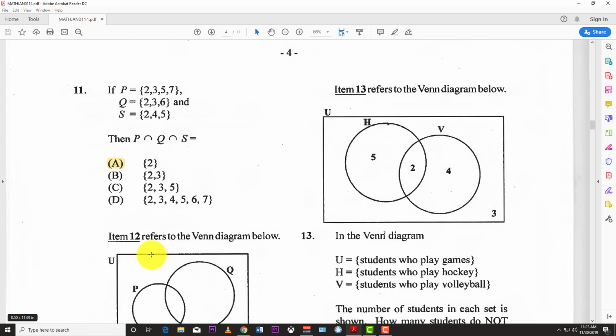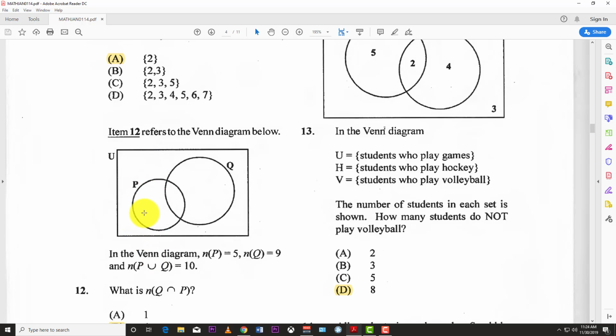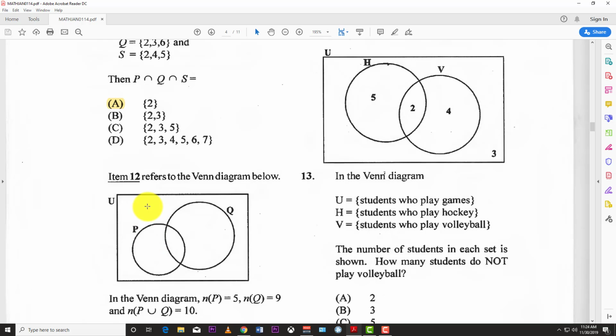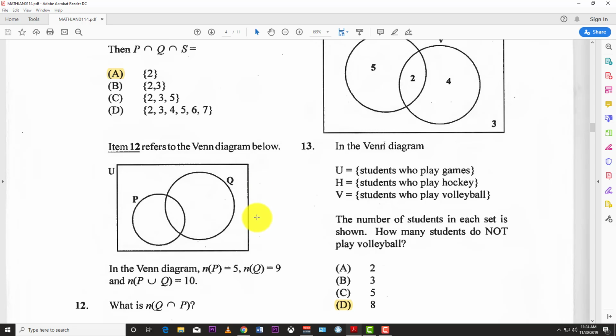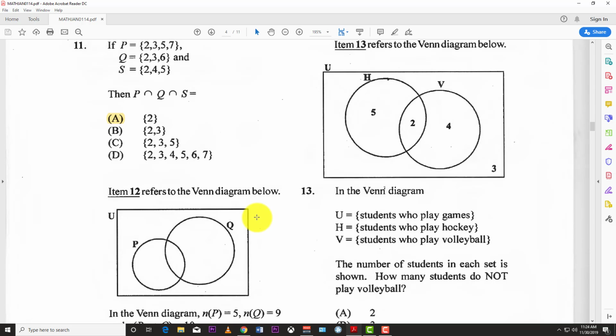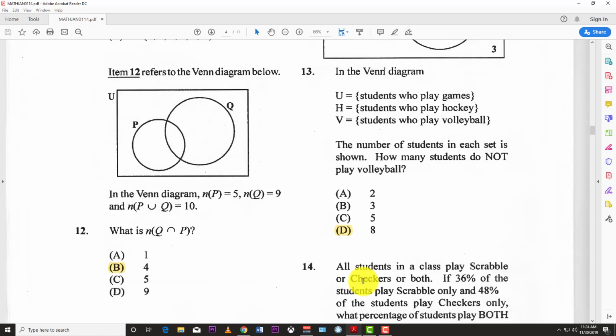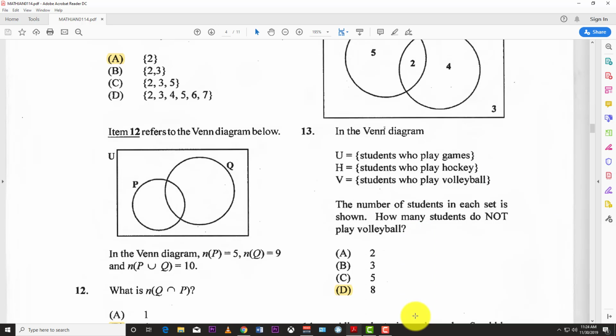Number 13, Venn diagram sets again. In the Venn diagram, U equals students who play games, H equals students who play hockey, and V equals students who play volleyball. The number of students in each set is shown. How many students do not play volleyball? And the answer here is 8. So that's the 5 and the 3.